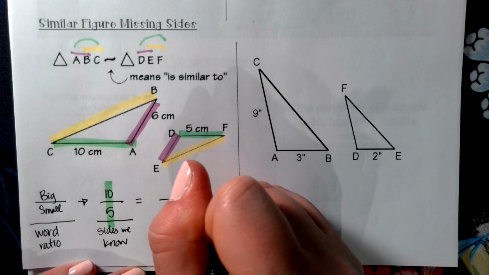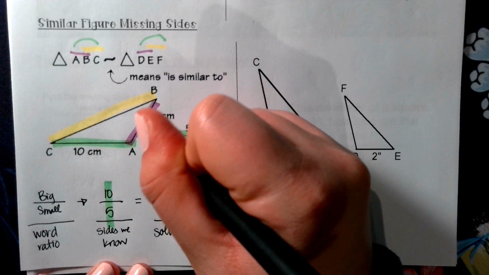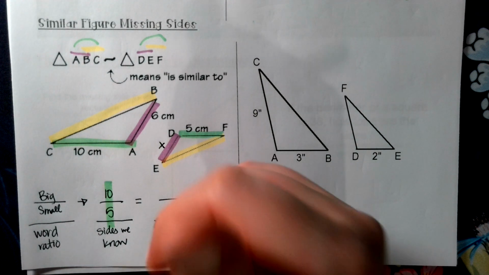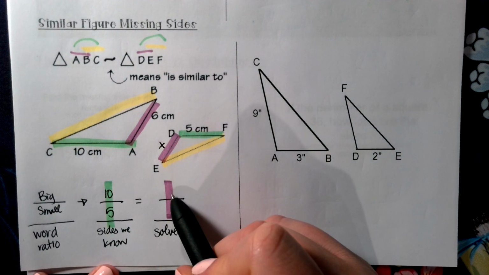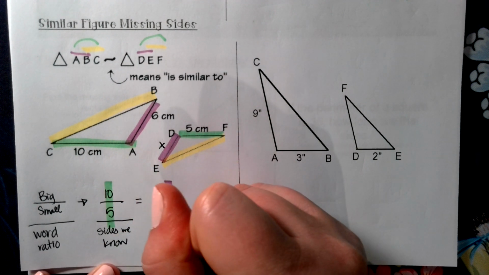And then our last fraction is what we're trying to solve for. We want to solve for this purple side. I know one is 6. I know the other side is x. So I want to solve for my purple sides. What's my big purple side? 6. My small purple side, that's my x.